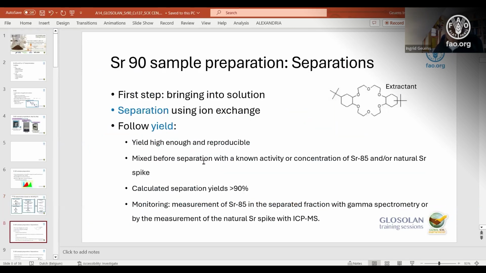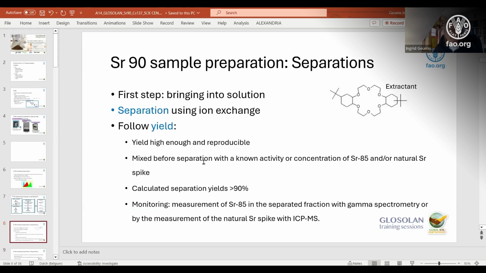So the first step was bringing it into solution. And then the second step is separation. It's done with what's called an ion exchange column. And for those who like chemistry, the extractant that's used is drawn there. It's a crown ether molecule.